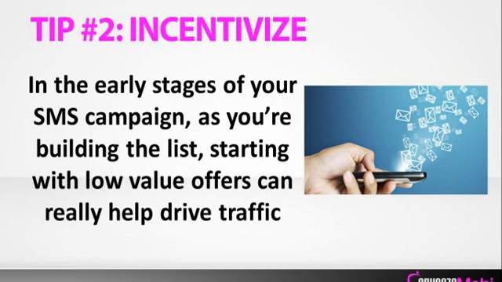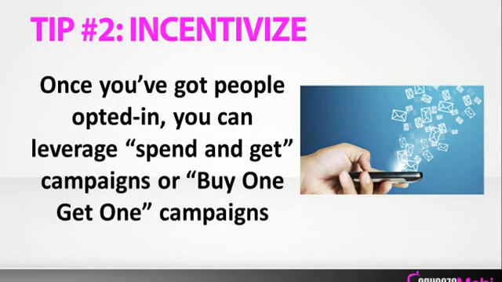Starting with low value offers can really help drive traffic. What does that mean? In our example, that 25% discount and that $10 discount, that's what low value offers mean. Once you've got people opted in, you can try to leverage the spend and get campaigns or the buy one get one campaigns. When you have a lot of people on the list, you can explore different types of incentivization methods: you buy this, you can get this for free, or buy one get one. Basically, that's what this is.